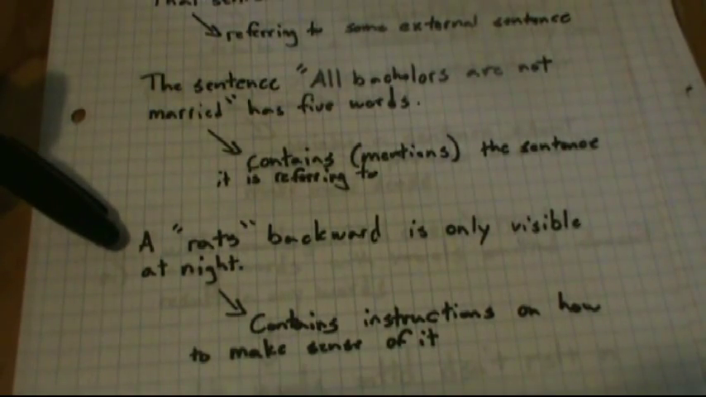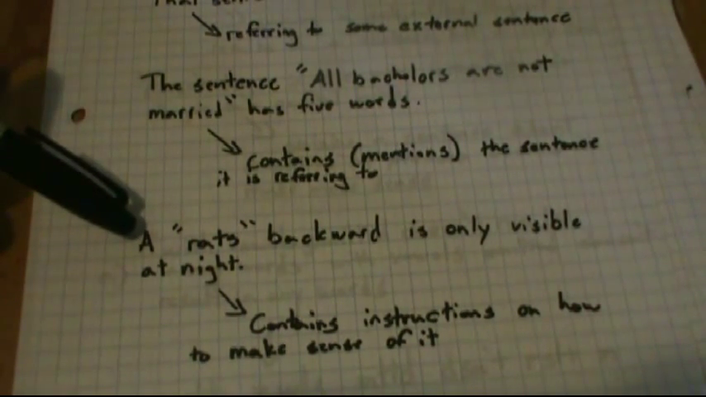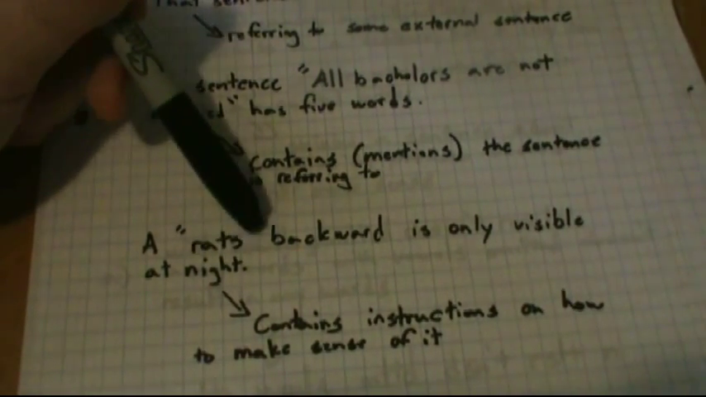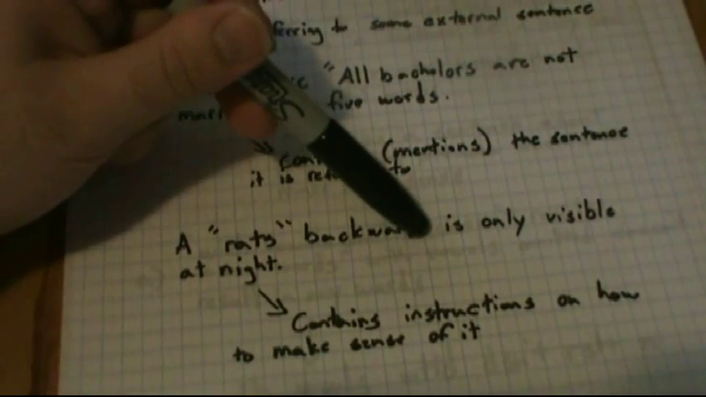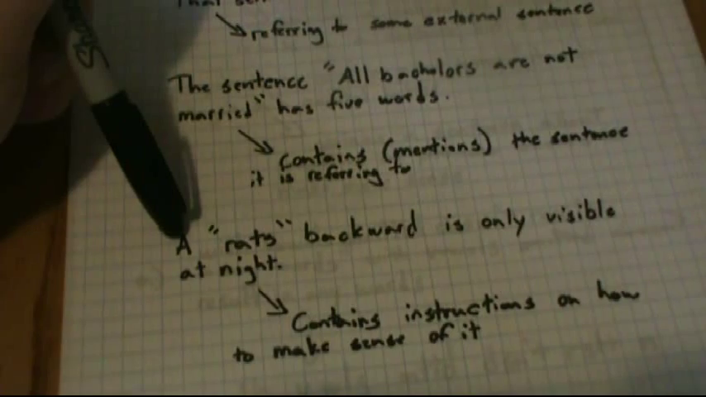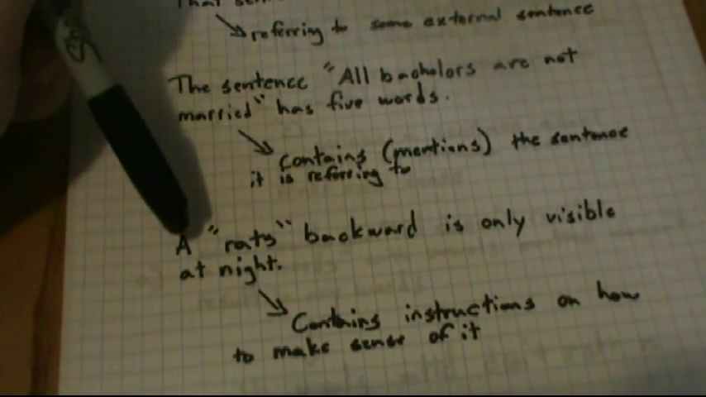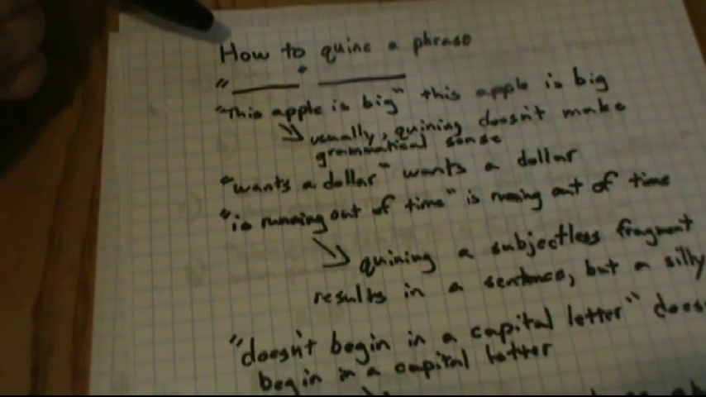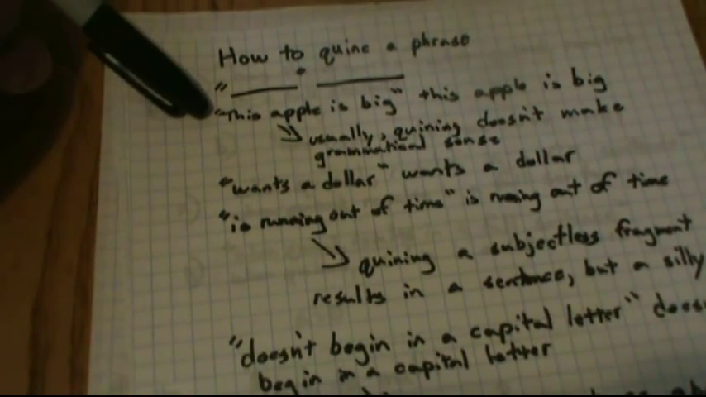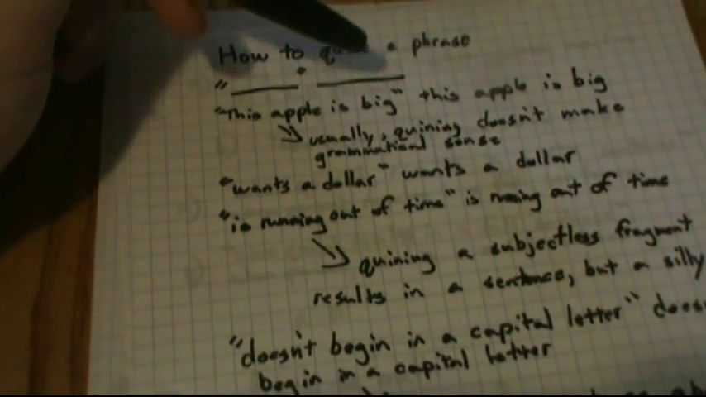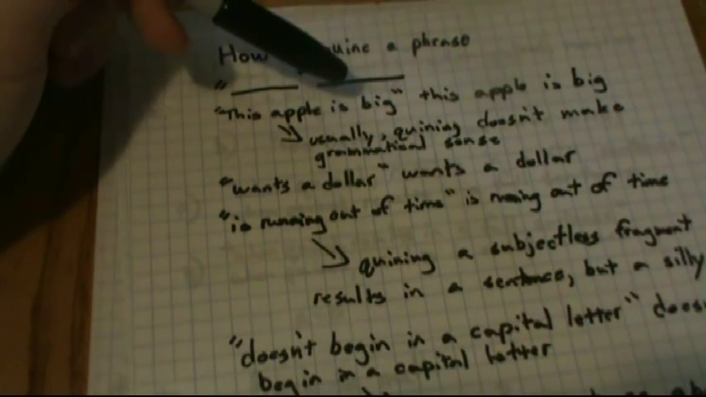Then there's the sort of sentence that doesn't contain the sentence that it's talking about, but it does contain instructions on how to make sense of it. So we're not talking about rats, we're talking about some property of the word rats. So once we take out the instruction, and once we flip the letters backwards, we're left with the sentence, a star is only visible at night, which makes perfect sense. From here on out, we're going to talk about a very specific instruction. So if you do this to our first sentence, you just get, this apple is big, in quotation marks, and then you say, this apple is big. Makes no sense at all, it's not a sentence.